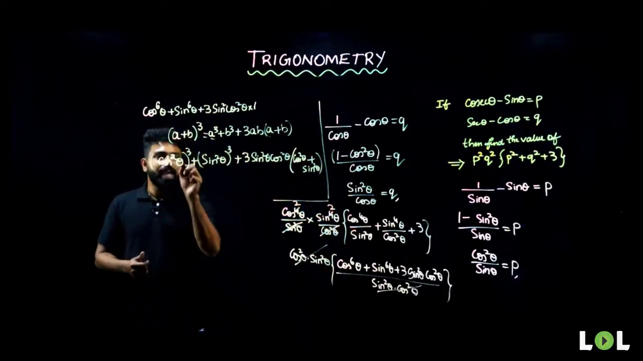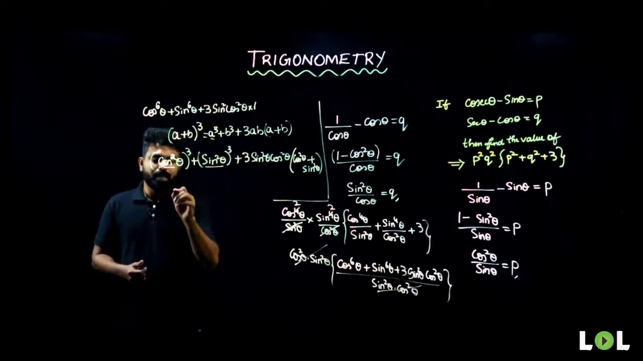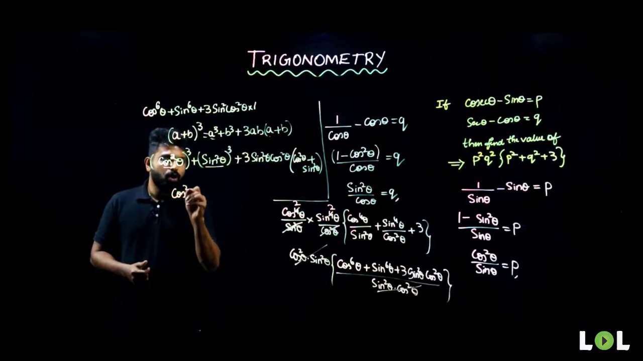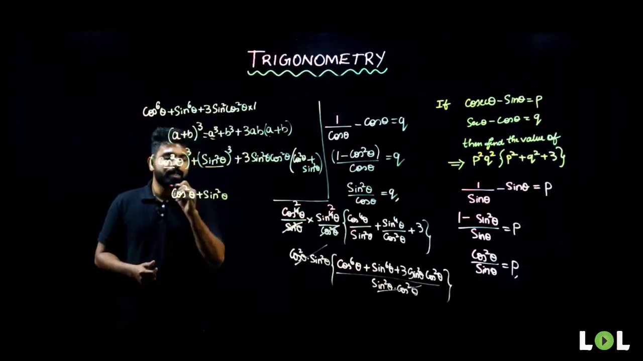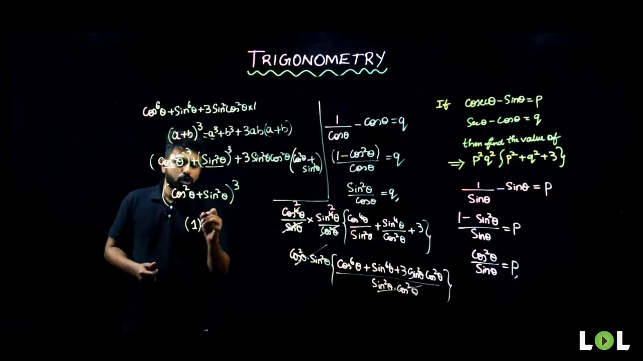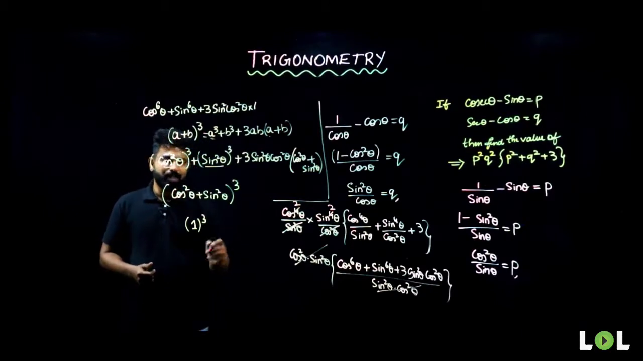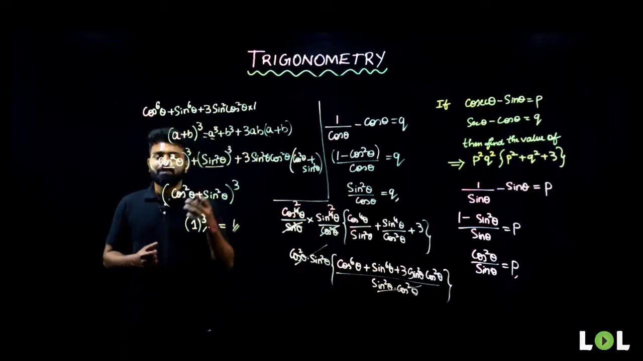What is the value of a here? A is cos square theta. What is the value of b here? Sin square theta. So the answer will be (cos square theta plus sin square theta) the whole cube. What is cos square theta plus sin square theta? That is equal to nothing but 1. So this will be 1 cube, and the final answer is nothing but 1. This is the first method of solving.